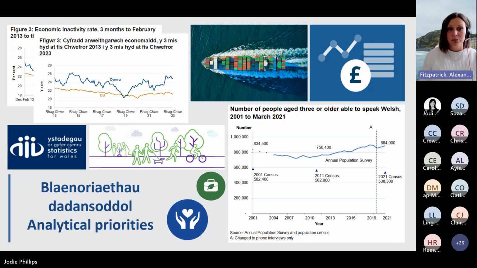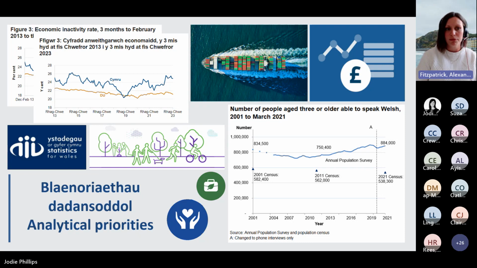And then there is also Welsh language stats. We have seen a substantial difference between the census and other ONS sources. That's what's depicted here in the chart on my bottom right slide. There's an ongoing work plan that has been agreed between Welsh Government and ONS to look into this and determine what the reasons may be.